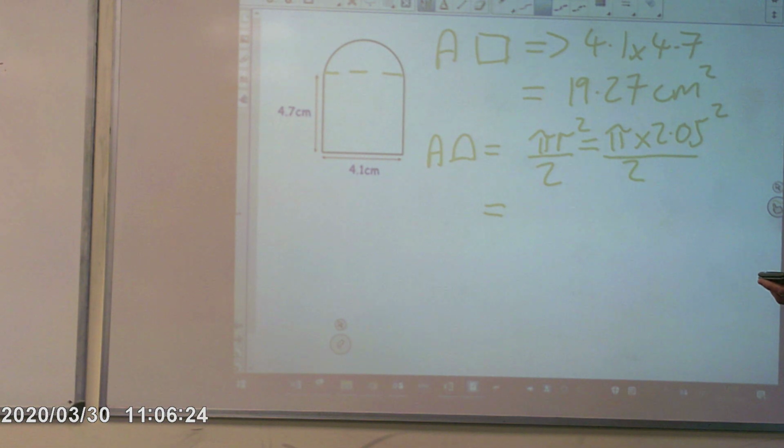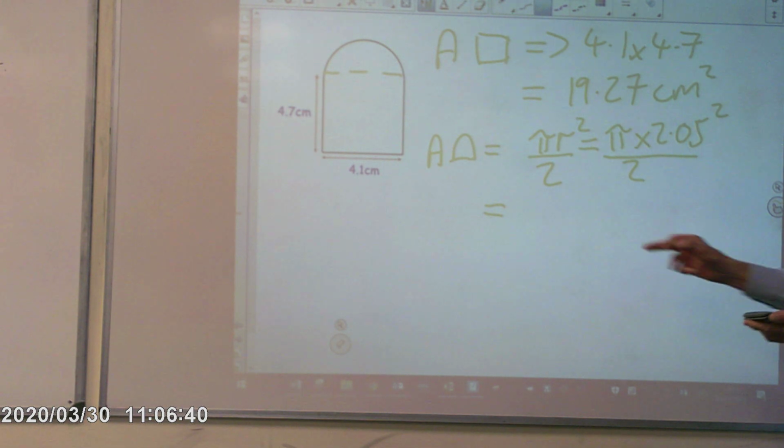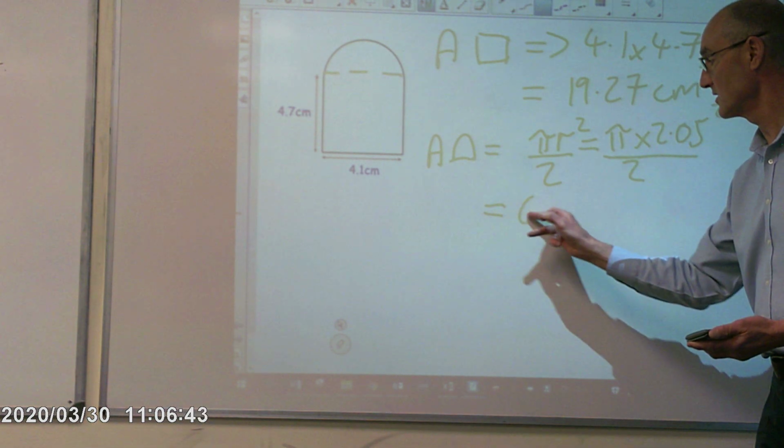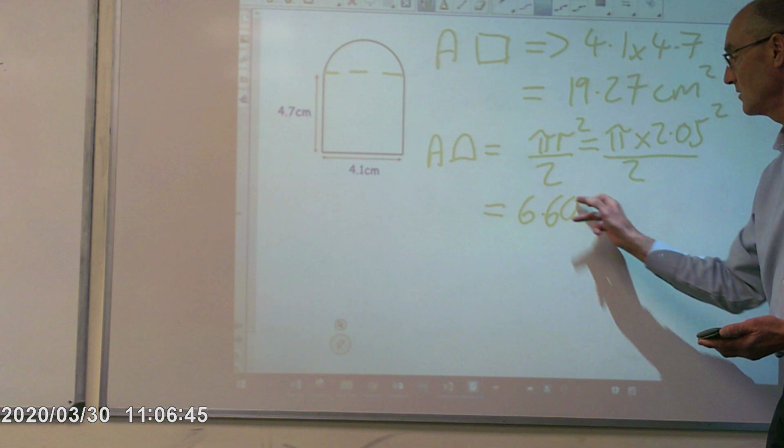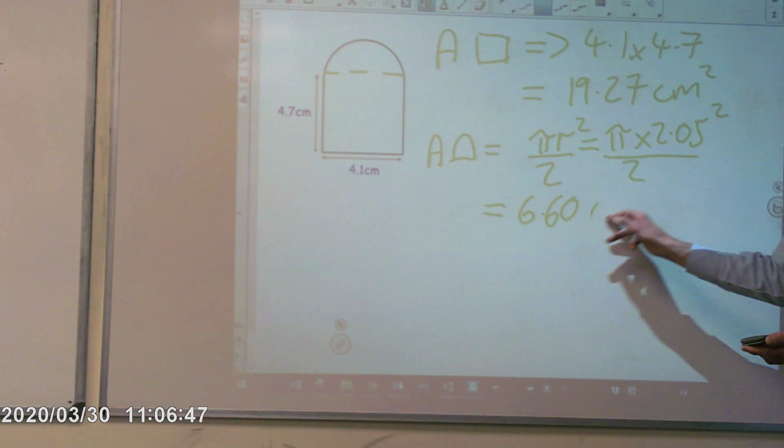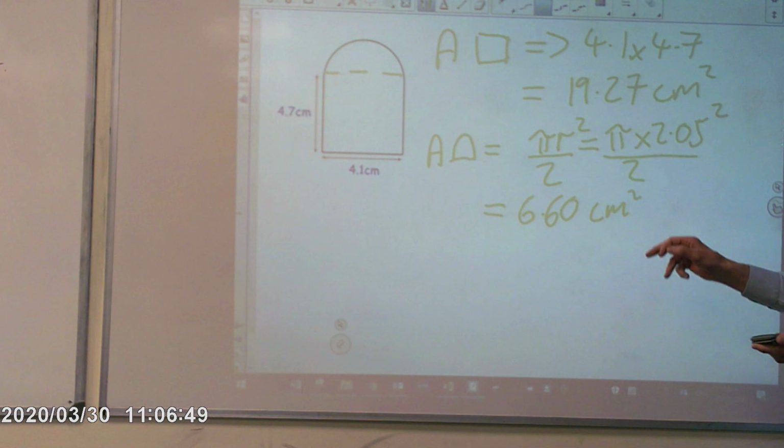Hold on, that went a bit wrong there. Let's just try that again. 2.05 squared, multiplied by the value of pi, and divide that by 2. And that gives me, to 2 decimal places, 6.60 centimetres squared.